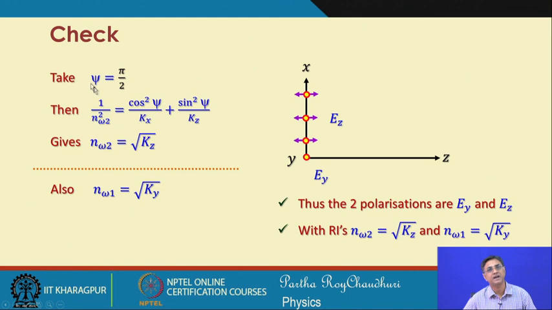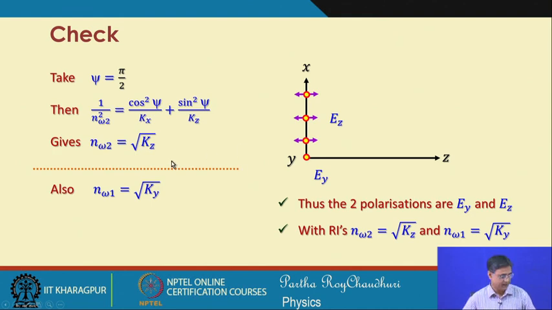And if you put psi equal to pi by 2, that is the wave is now travelling along the x direction, then putting this value, this quantity will become 0. So, you will end up with n omega 2 equal to under root of k z, n omega 1 equal to under root of k y, and again you will get these two polarizations which are the eigenpolarizations, that is, one is along the z direction, another is along the y direction. So, these are the two different polarizations.